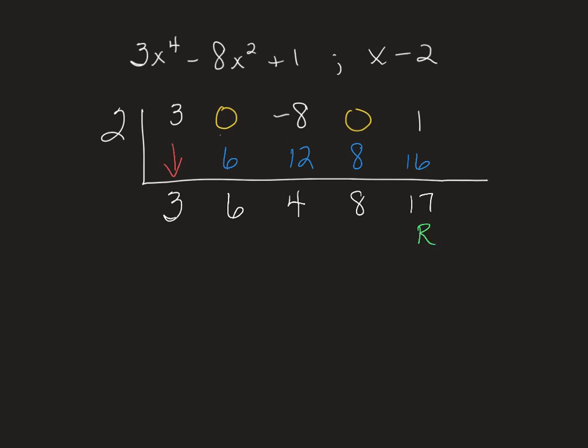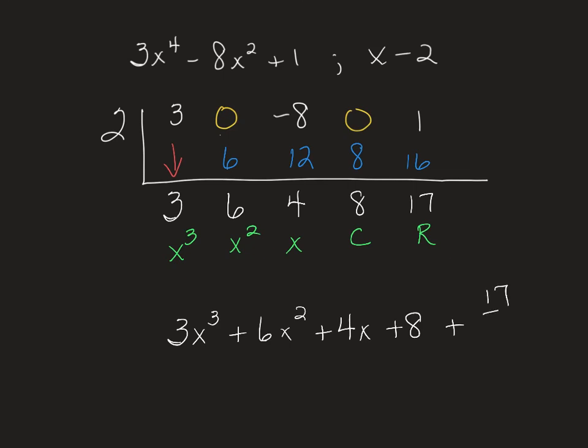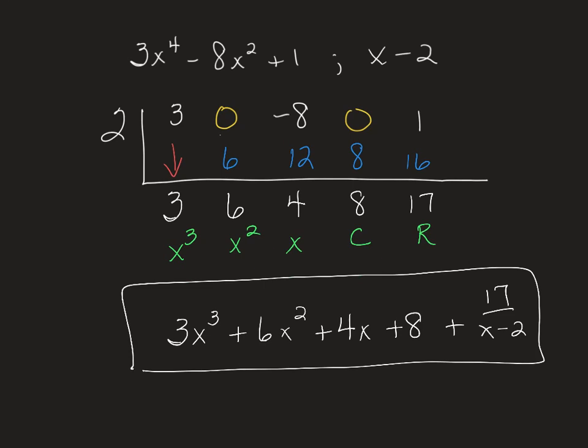Label it. Remainder, constant, x squared, x cubed. Write out my answer. So there's going to be 3x cubed plus 6x squared plus 4x plus 8. Then do my remainder, 17 over x minus 2. And that is my answer.